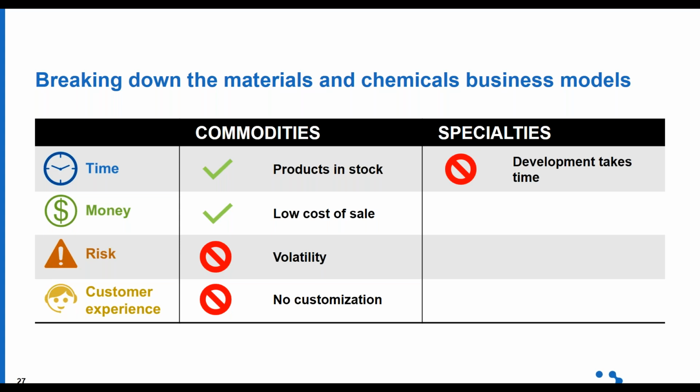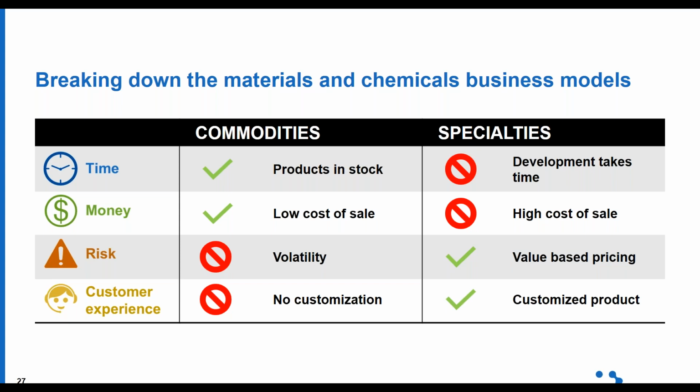In specialties, however, the time aspect is not as good. If you're developing a custom product or even working with a dedicated technical sales team, that takes time. Similarly, there's a high cost of sale because you typically have a lot more dedicated resources in terms of R&D support and sales support, and that just adds to the cost of sale. The benefit, however, is that while pricing might be higher, specialties are typically sold on value-based pricing. Both groups essentially agree to a price that they're willing to pay for the material. And this really helps prevent the volatility that we see with commodity market-driven pricing. Similarly, the customer experience is much better. They're able to get a more customized product that really meets their needs, and they're able to work with a team to do that.